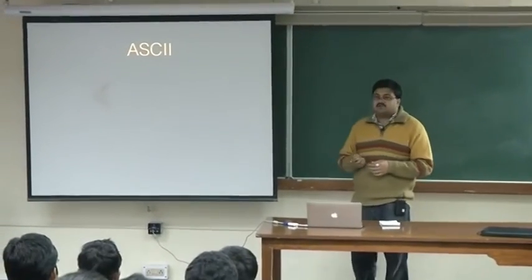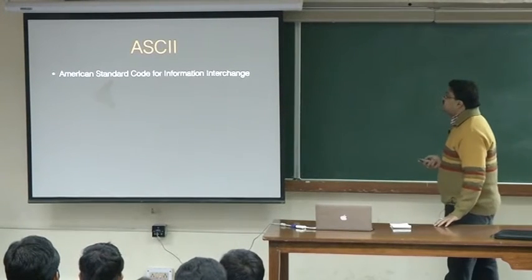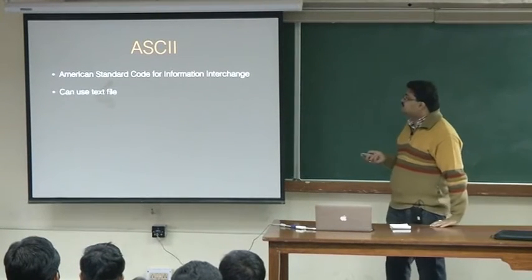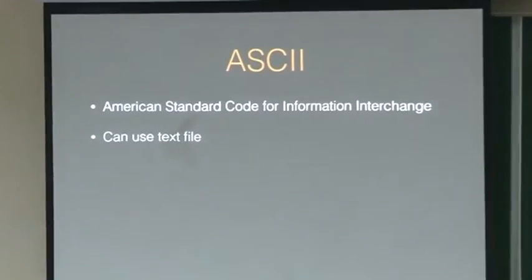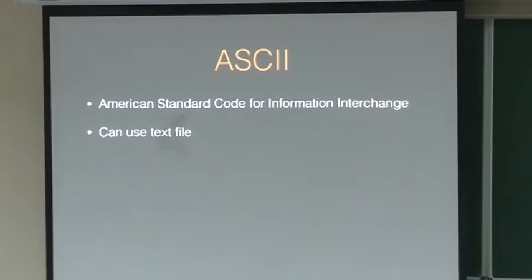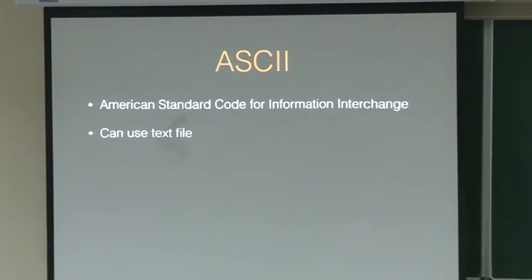There is one format called ASCII, which is the American Standard Code for Information Interchange. So you can use a text file to write data, and that is ASCII. There are different formats of ASCII. So a text file is one of them. So I will discuss this.